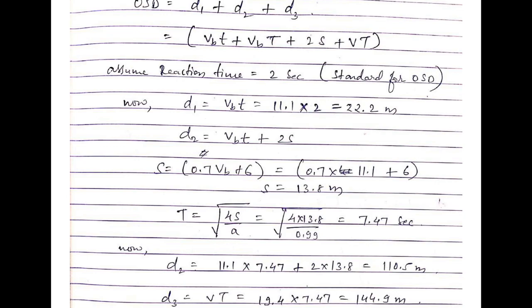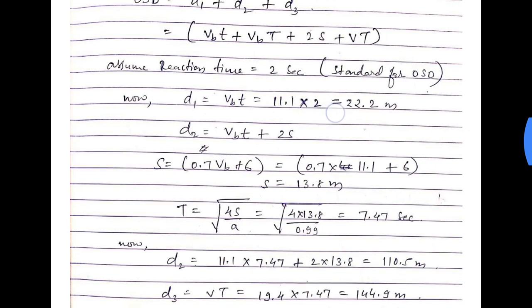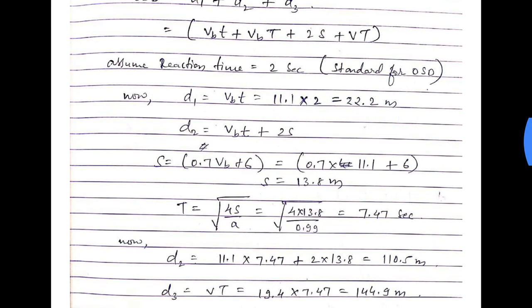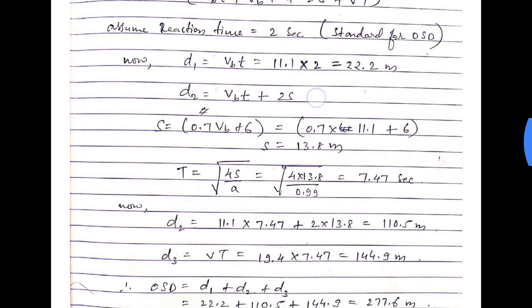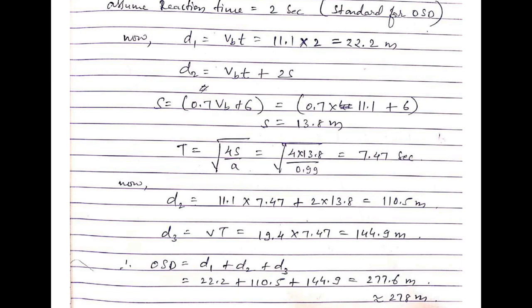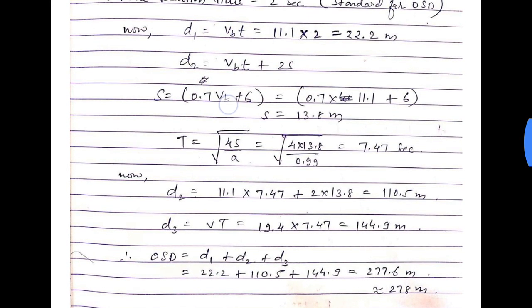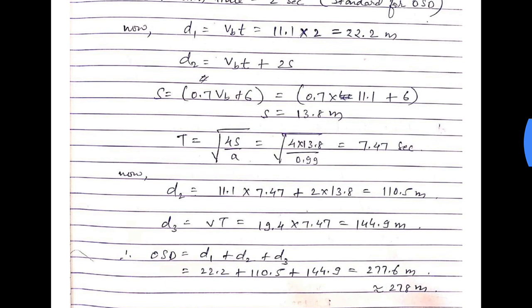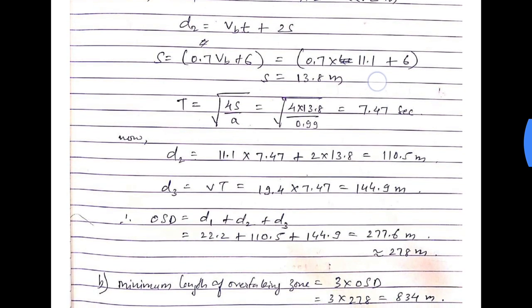Now D1 equals VB into small t, the value of VB is 11.1, into 2 will give us 22.2 meters. Now for D2 there is a term S, we need to find this. There's a formula S equals 0.7 VB plus 6. We substitute the value of VB as 11.1 and solving we get the value of S as 13.8 meters.